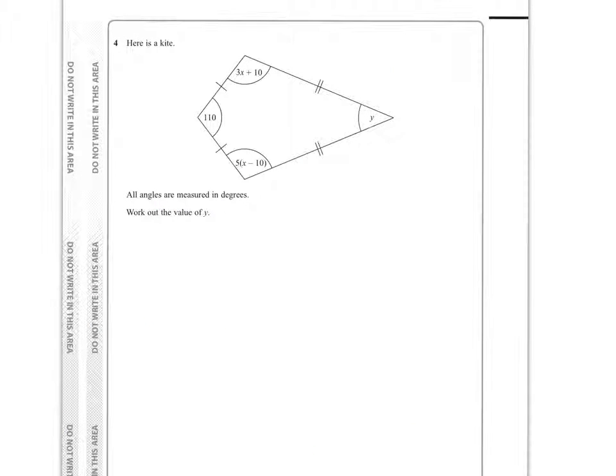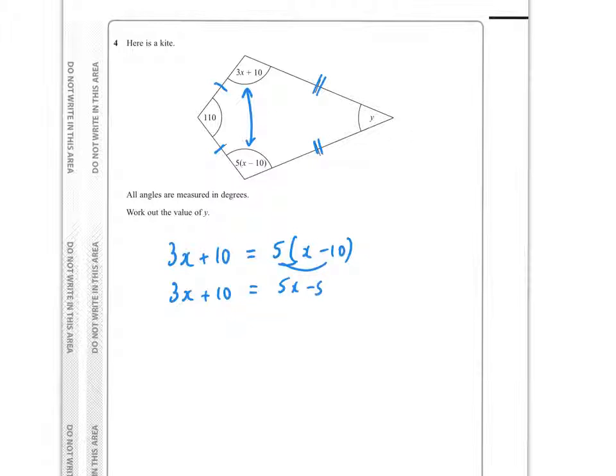Question 4. In this diagram of the kite, we know that these two angles will be the same because these two sides here are the same and these two sides here are the same. So we can say that 3x plus 10 equals 5 lots of x minus 10. That gives us 3x plus 10 equals 5x minus 50.